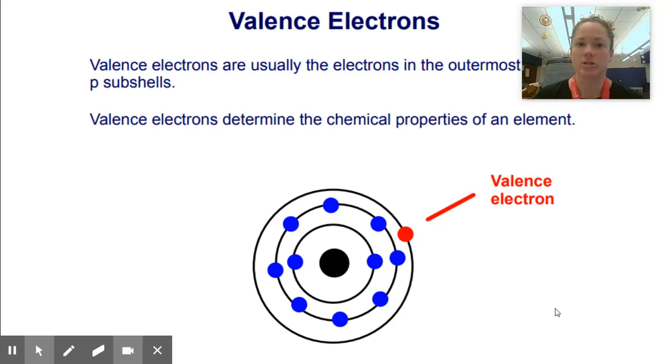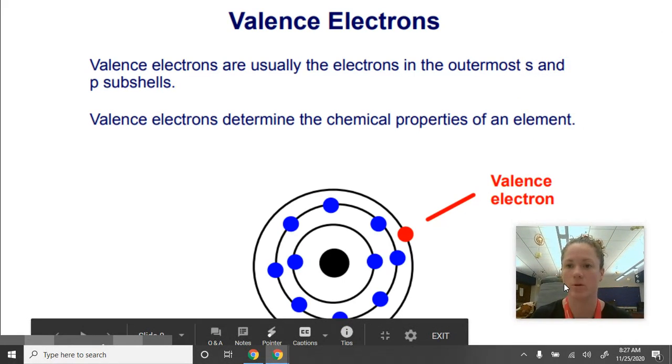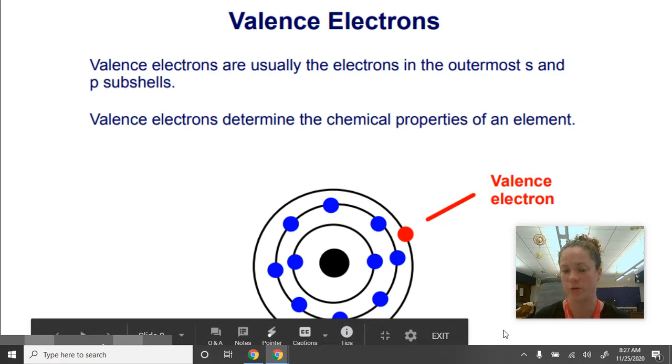All right, so valence electrons are usually the electrons in the outermost S and P subshells. For right now, we don't need to understand what the letters mean to the S and the P subshells. You guys don't need to know that, but going into high school, you will. So your high school teacher will explain that. I just want you to be familiar enough with the valence electrons, the Bohr model, and the Lewis dot diagram. So that way, when you go into high school, it is more of a review, and that would just be the next step, the levels.